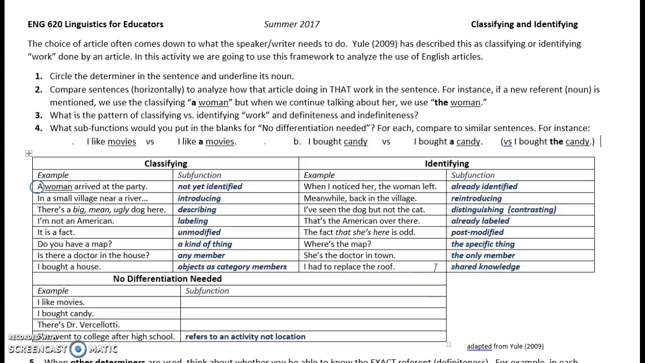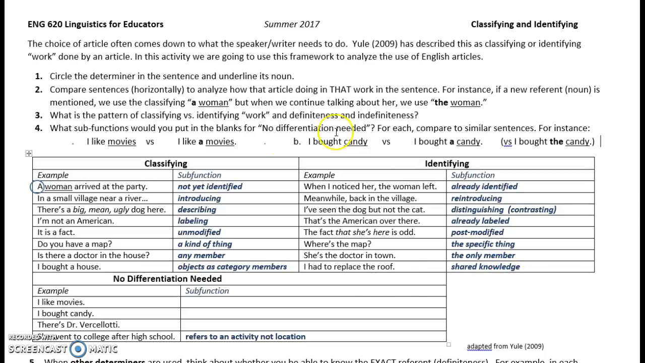Now here, I haven't introduced the idea that my house had a roof. I didn't say I bought a house, my house has a roof. I had to replace the roof. That would be weird to have that middle sentence, because we have shared cultural knowledge that houses have roofs. So even though this is the first time the noun, the referent, the roof has been introduced, and it's not post-modified or anything like that, we can still use the identifying. We know which roof we mean because houses tend to have one roof.